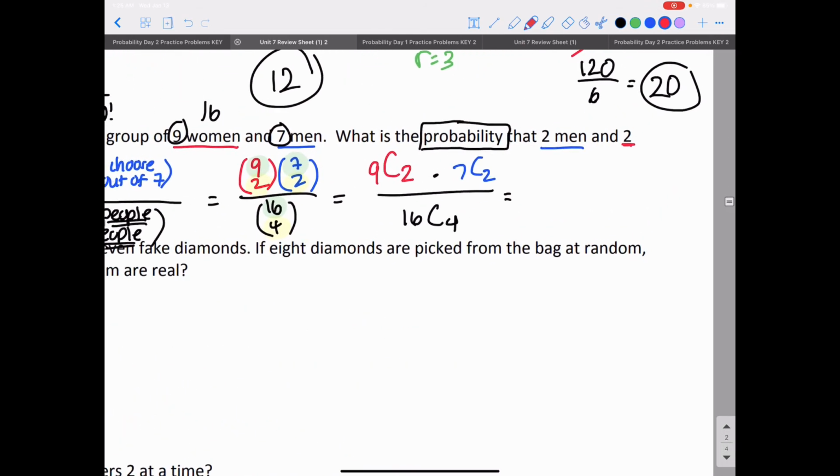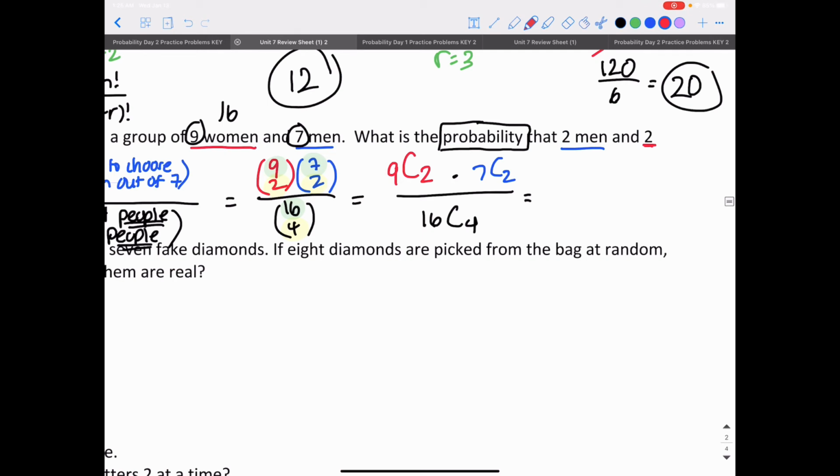So in my calculator, 9C2 gives me 36. 7C2 gives me 30. Nope, what the heck am I saying? 21. And then 16 choose 4 gives me 1,820. I'm going to multiply and divide, and I'm going to get 41.5%, about.